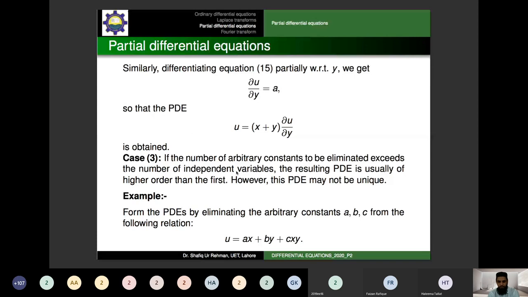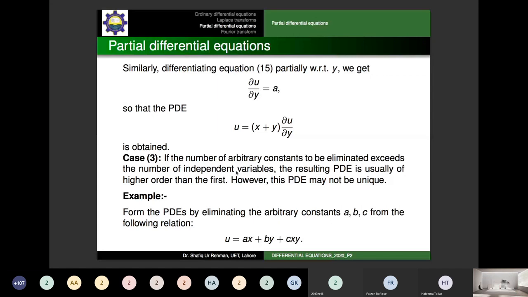In the second case, we have seen two distinct first order partial differential equations. But when we talk about the case in which the number of arbitrary constants exceeds the number of independent variables, the resulting partial differential equation would be of higher order. Any order greater than 1 is considered higher order.